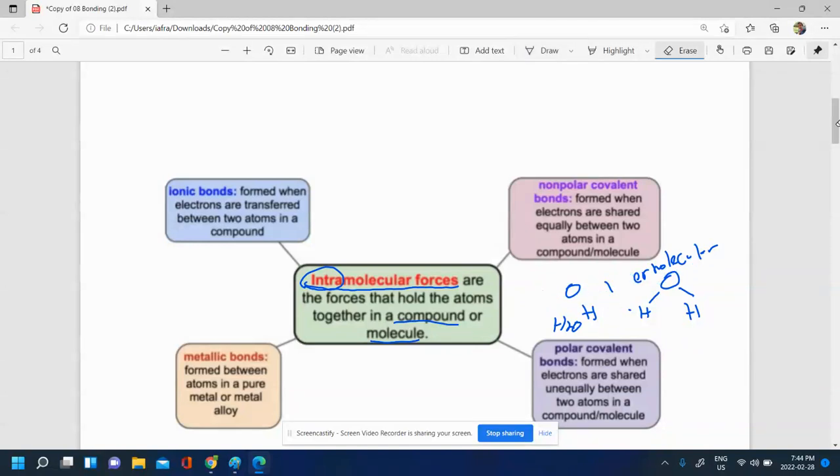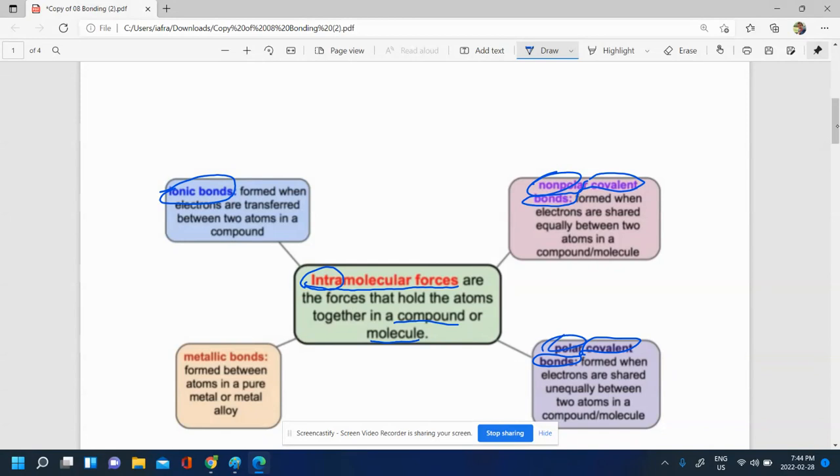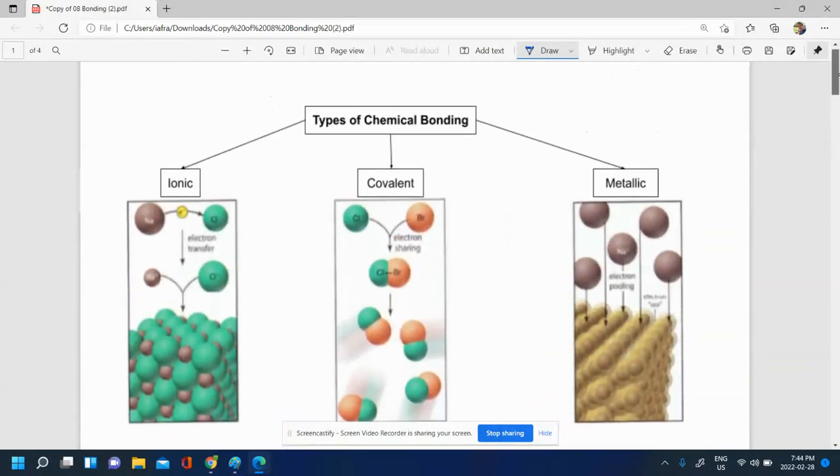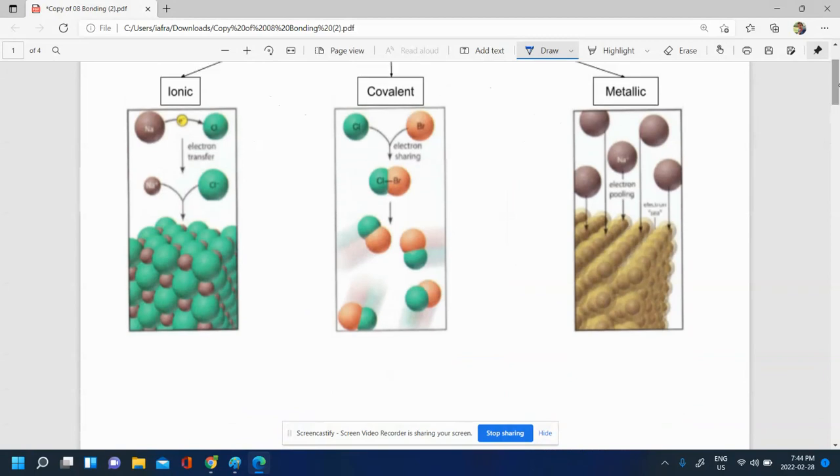So the main types of chemical bonds or forces that hold the atoms together within a compound can be seen here. They're the ionic bonds, the covalent bonds that are non-polar, the covalent bonds that are polar, and the metallic bonds. And so as a brief overview, you might remember that you might have ionic bonds, which typically form between a metal and a non-metal.